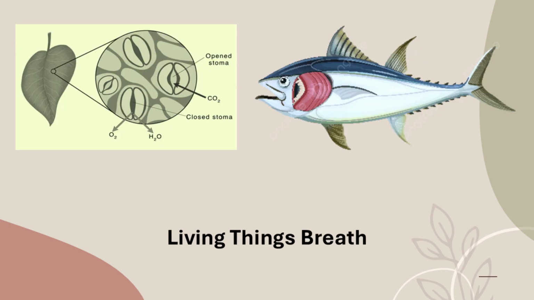Living things breathe. Living things breathe to stay alive. Like the animals, we breathe through our lungs. Fishes breathe through their gills. Insects have tiny holes on their bodies for breathing. And plants? Where do plants breathe from? Plants breathe through pores on their leaves. These pores are called stomata. And likewise, non-living things do not breathe.